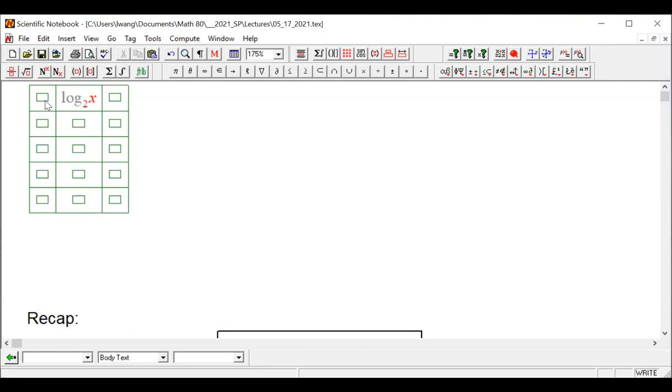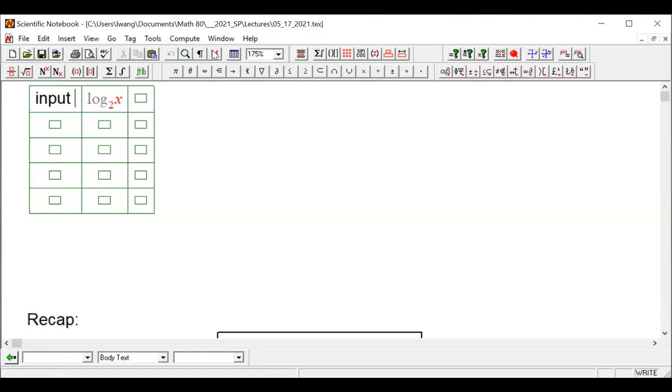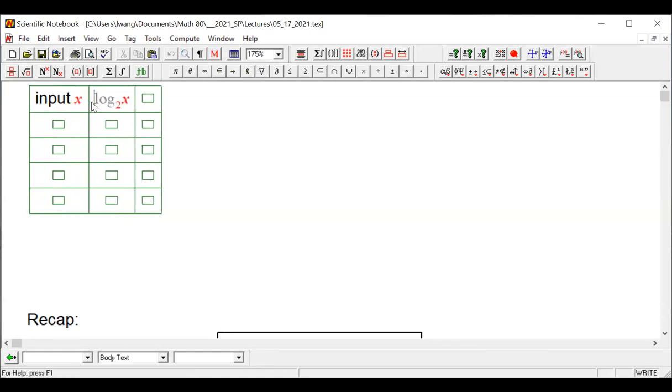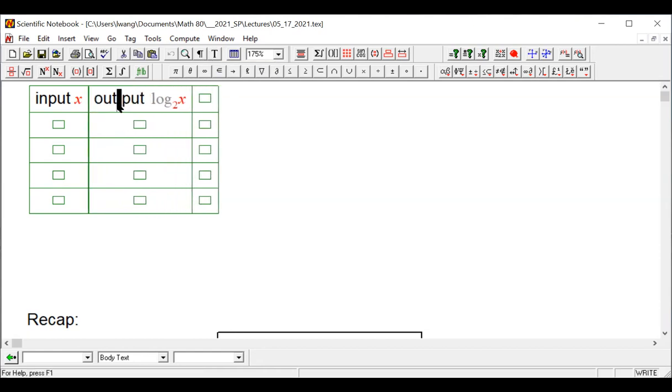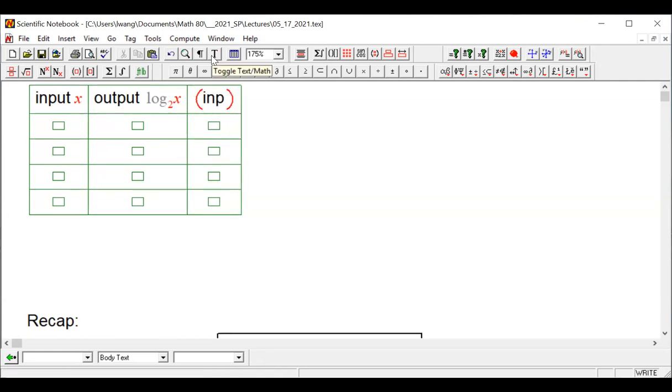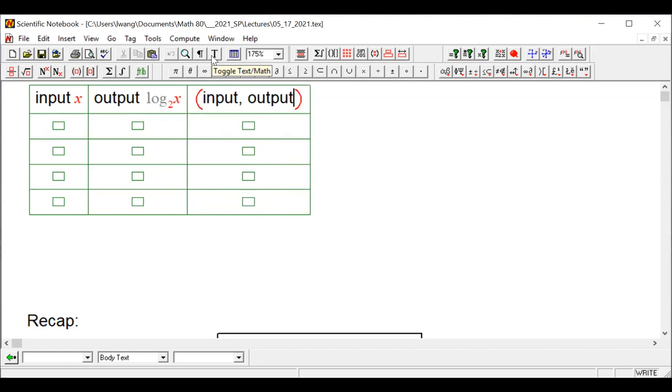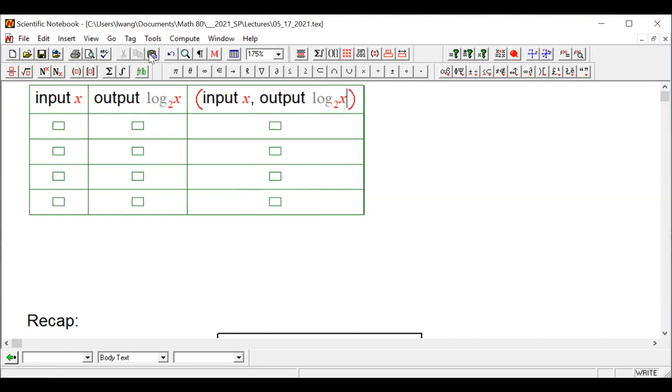Our input, of course, is going to be x. And the output is log base 2 of x. Input, output. Okay, so input x, output, of course, log base 2 of x. Okay, so I hope you guys are ready. Are you ready? Let's do it.